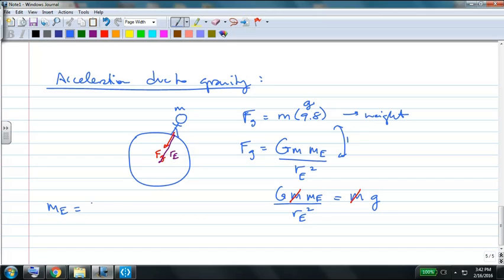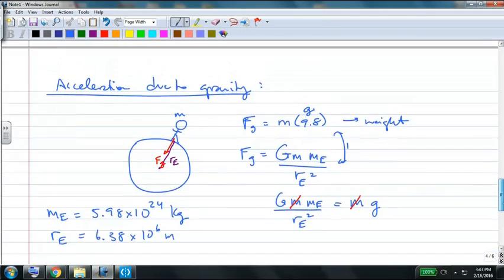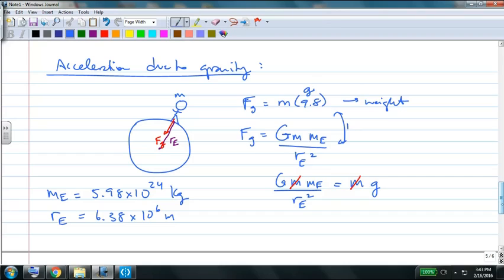Let's see, the mass of the Earth is 5.98 times 10 to the 24th kilograms. The radius of the Earth is 6.38 times 10 to the 6th meters. If you plug that in, okay, pay attention, square your R_E, hey, you should get 9.8. That's where that comes from. That's pretty cool. But what if you weren't on Earth? What if you were a certain distance above the Earth? Or what if you were on Mars? Well, you could go ahead and once again do this process to figure out what the acceleration due to gravity would be on those different places.